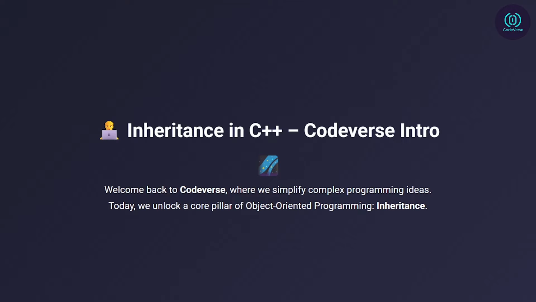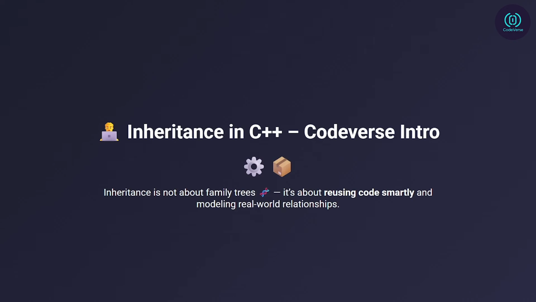Today, we're stepping into a cornerstone of object-oriented programming, something that powers everything from game engines to enterprise software. It's called inheritance, and no, it's not about money or family trees. We're talking about reusing code, modeling real-world relationships, and making your C++ program smarter and cleaner.